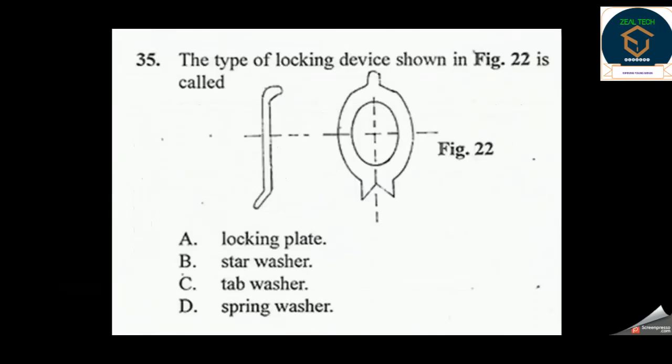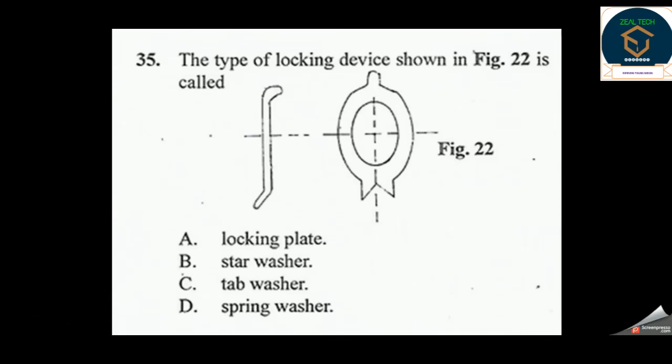Question 35. The type of locking device shown in figure 22 is called, the correct answer for this one is tab washer, used to lock the device. After tightening it, you bend this side up to hold the body of the nut and then hammer this one down to hold the thin body part of the structure, the other side of the member that is being joined together.